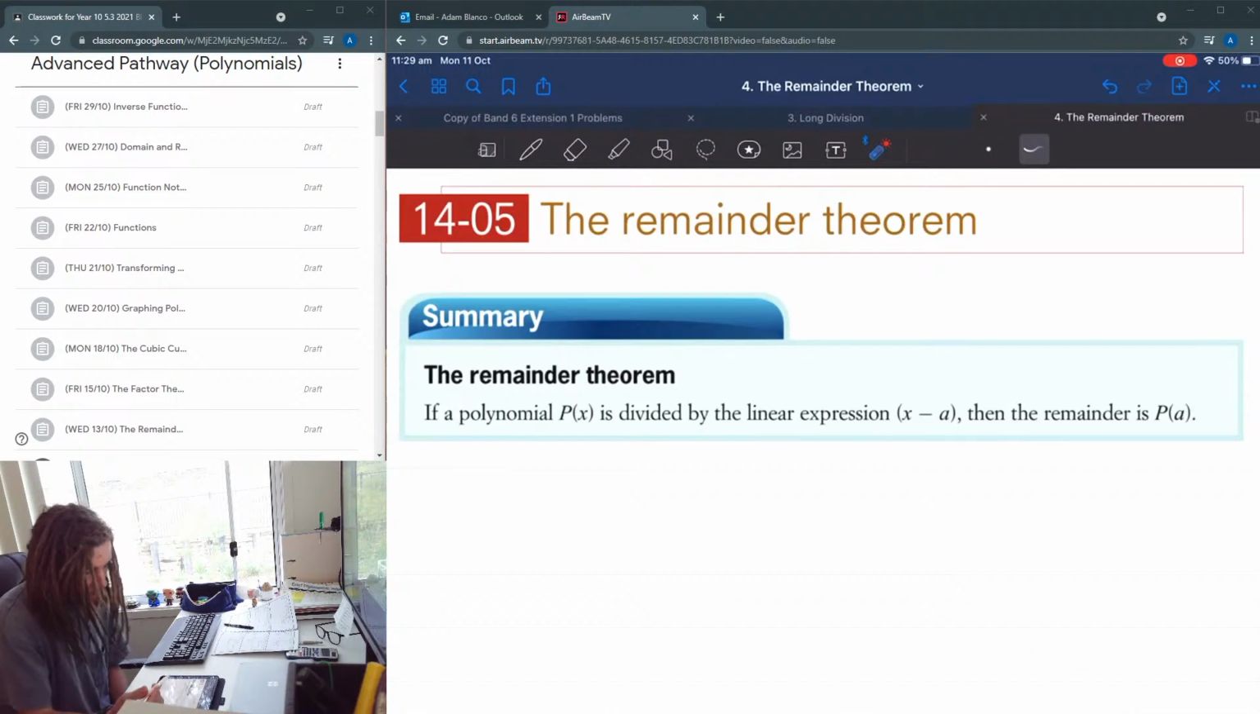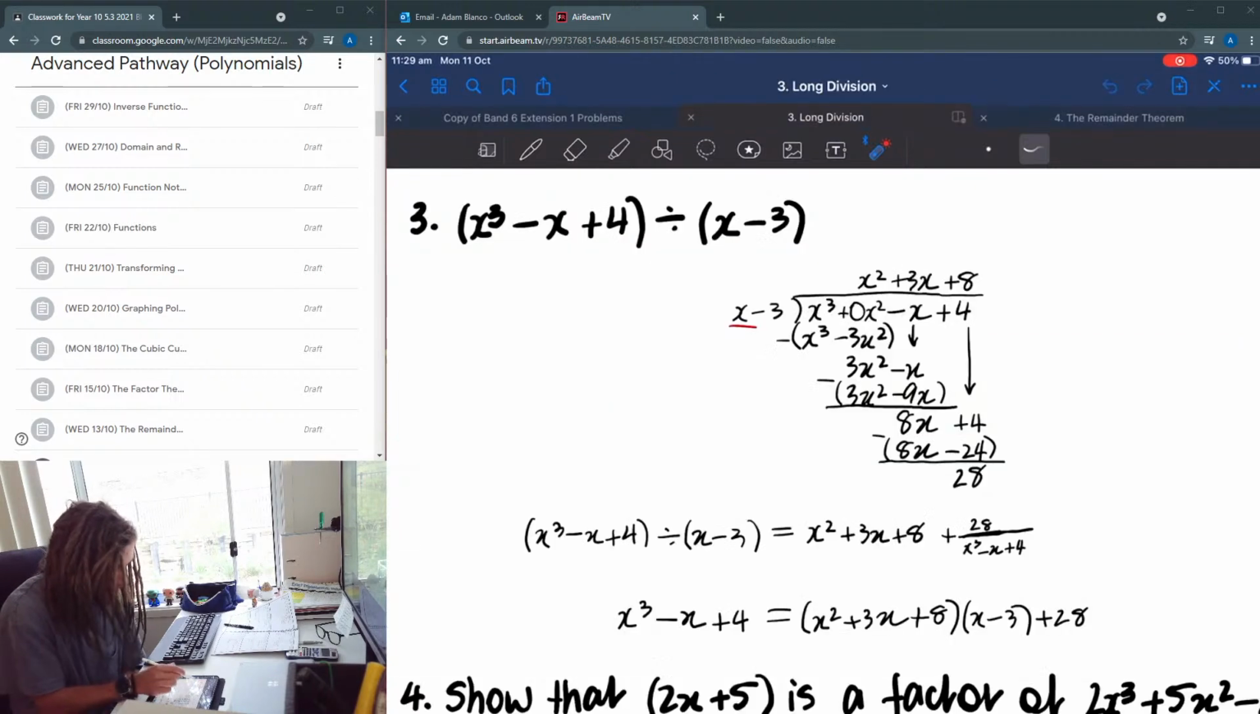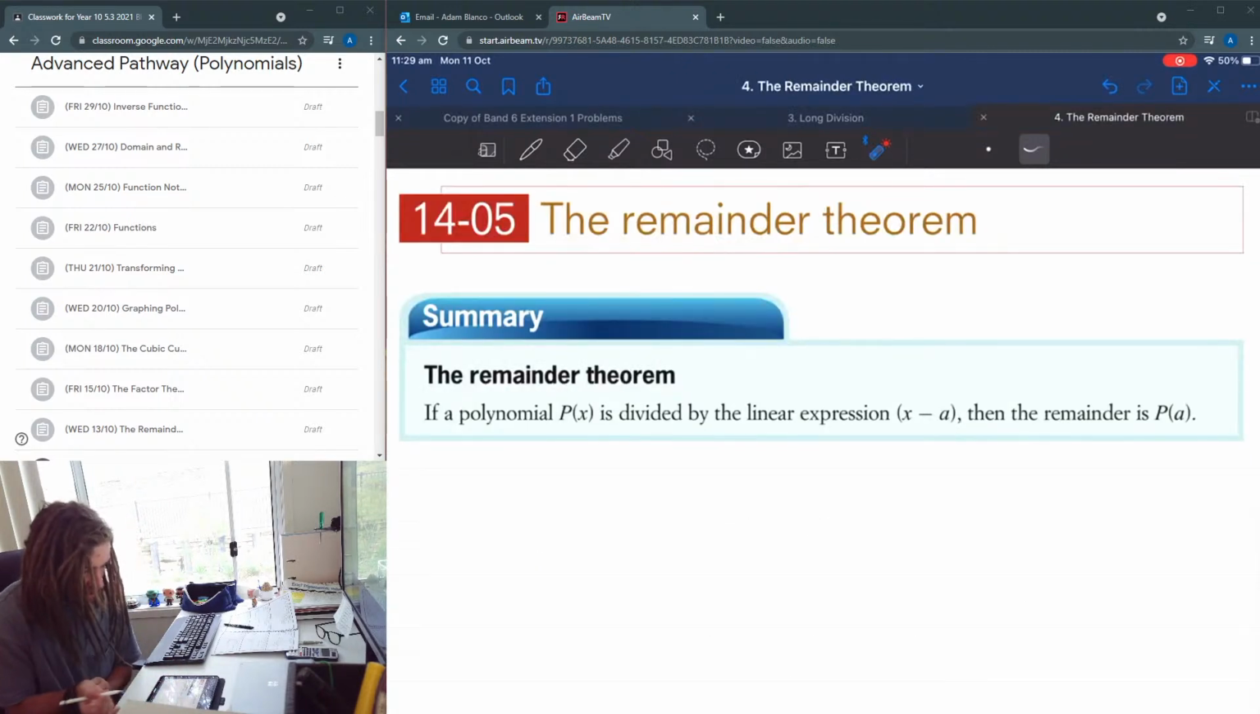There's a theorem that states that if I have a polynomial and I divide it by a linear expression, so that means x minus something, then if I input that something into my polynomial, that will tell me what the remainder is. That's a pretty bold statement. The first thing you might think is, no way, that's BS.